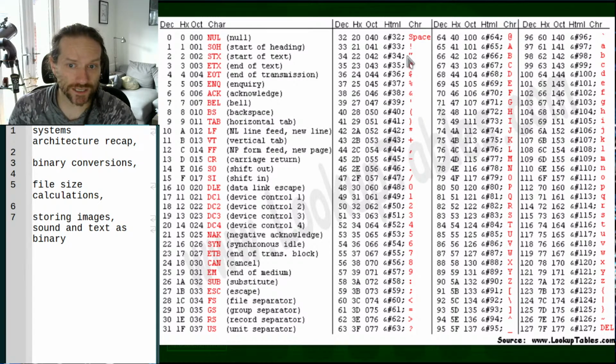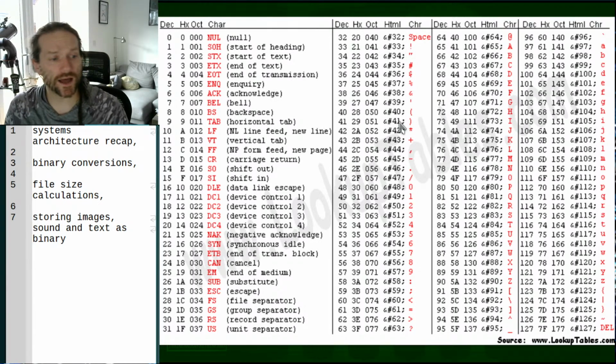Unicode uses more than a single byte, and so there's a lot more characters that we can represent. All right, but if you understand how character sets work, then you will also understand how images work. You will understand how sound works, because it's pretty much the same thing.